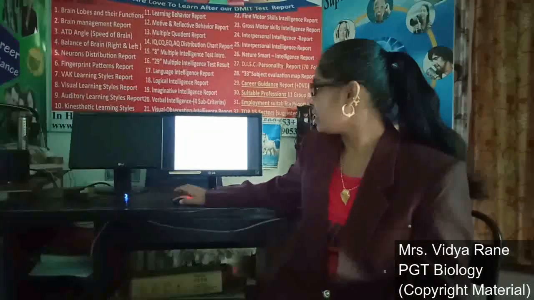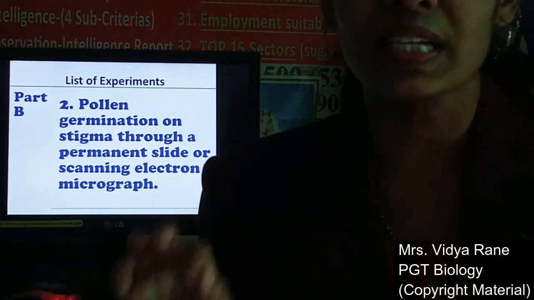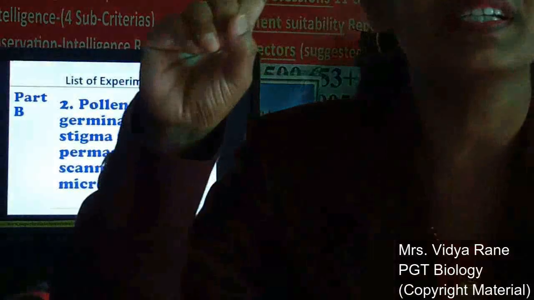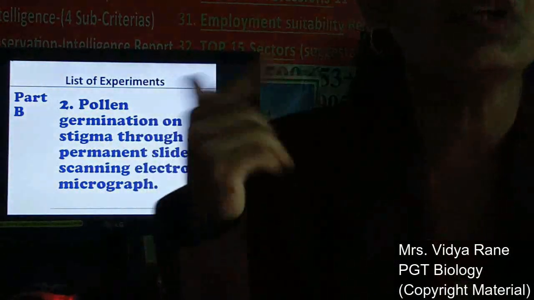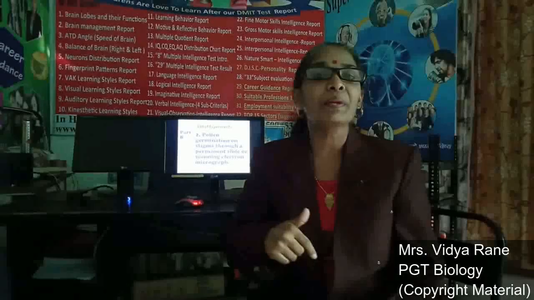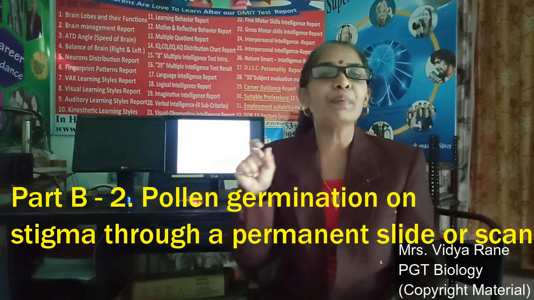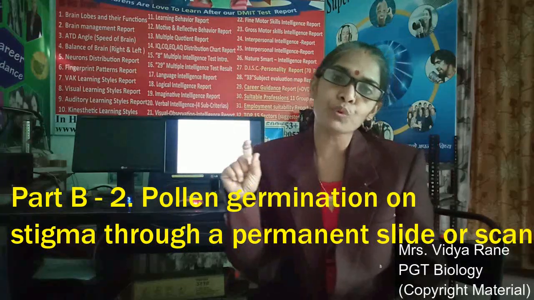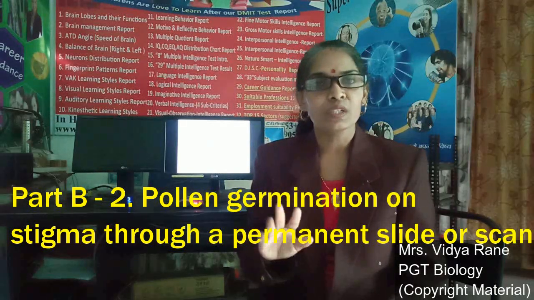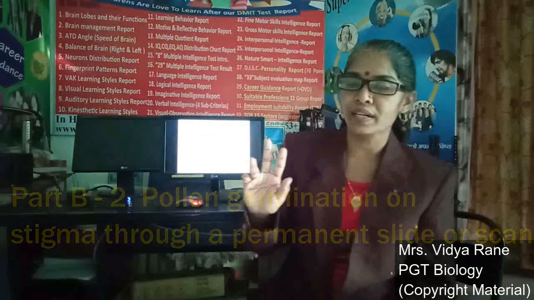Your next experiment is pollen germination on a stigma through a permanent slide. Just remember, your first experiment is there in part A. There you are again studying pollen germination, but there you are preparing your own slide, and here the slide will be permanent and you just have to observe it under the microscope and study. So this is the difference. This is your second practical from part B.